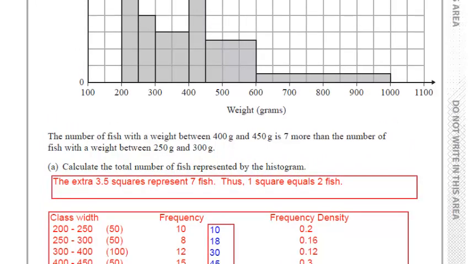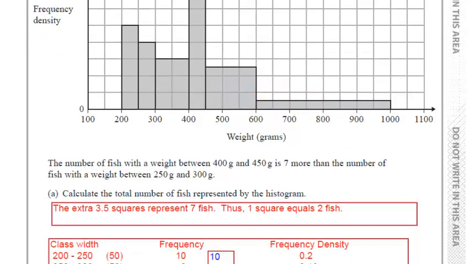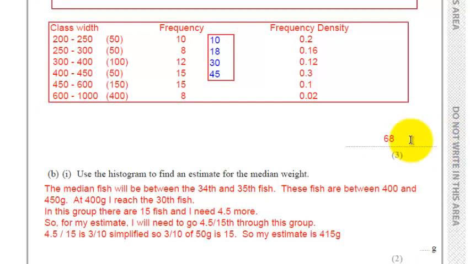And irrespective of what grade you are going for on this higher paper, that's a question you should be able to pick marks up on, so please don't give up when you're doing the exam. So each square equals 2 fish, so you just count up how many squares you have. These are half squares, so these each represent 1 fish. And if you count them all up and you are careful, you will find that there are 68 fish, and that's 3 marks.